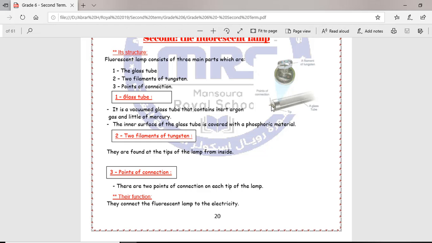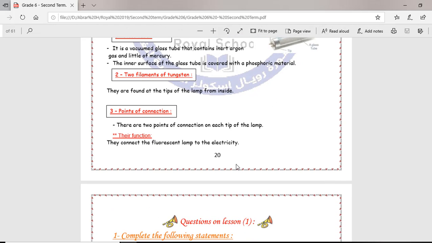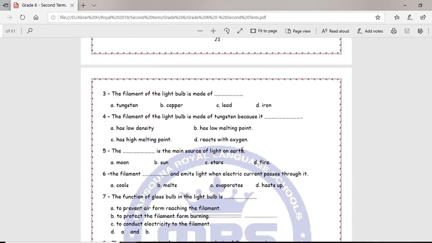Just to know, the fluorescent lamp is known as neon lamp, but the inert neon gas is not used inside its glass tube. So it has a common name, which is neon lamp, but it doesn't contain neon gas. The fluorescent lamp exists in many shapes. That's all for the types of electric lamps. We have here two types of electric lamps, which are light bulbs and fluorescent lamps.